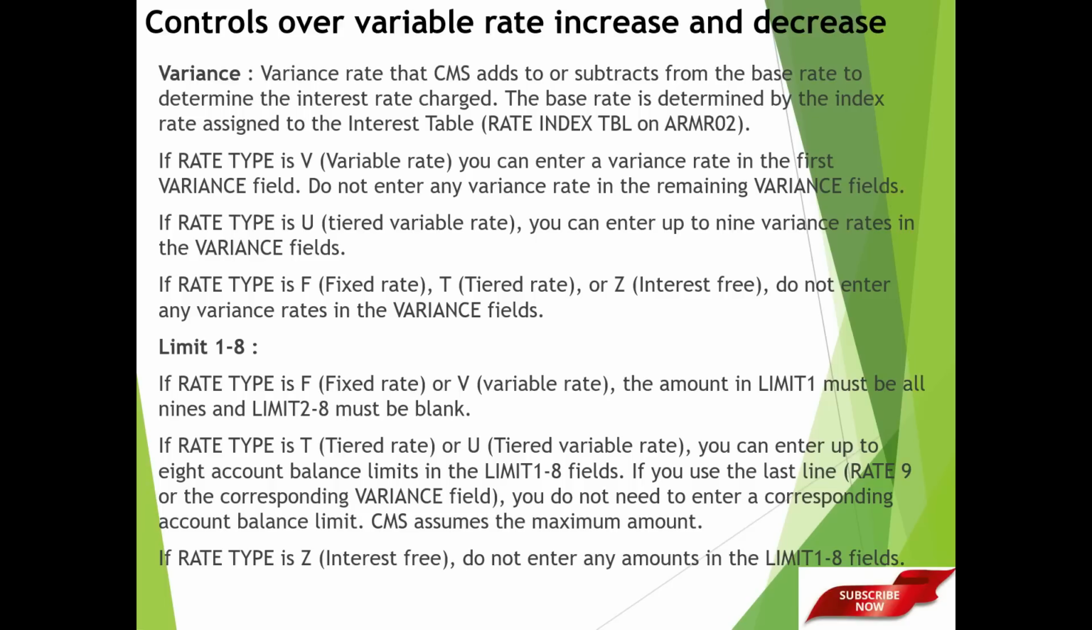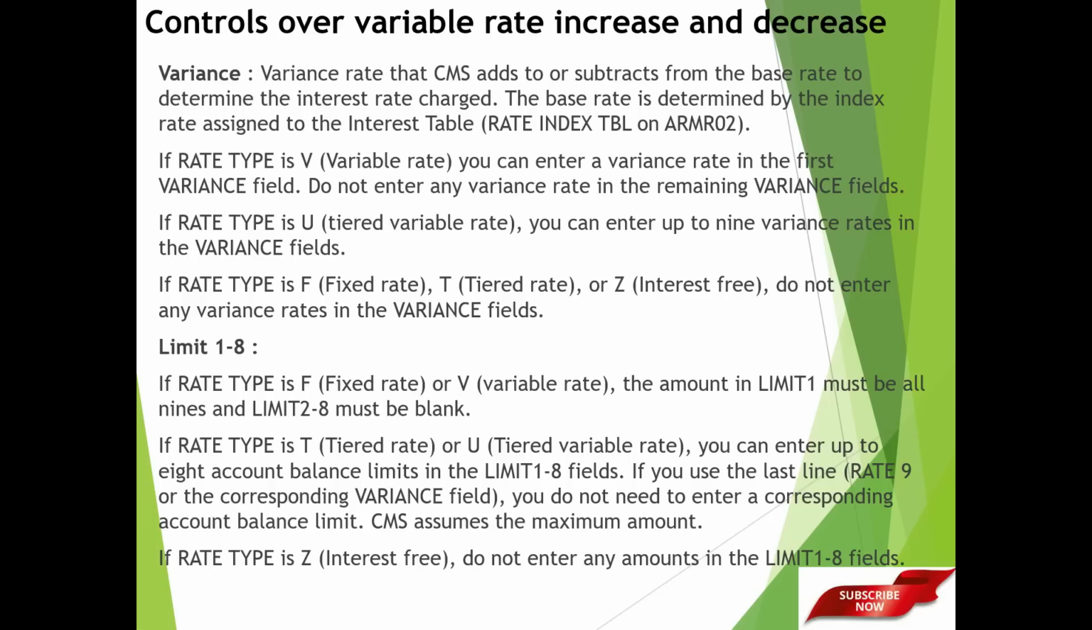If rate type is V, you can enter a variance rate in the first variance field. Do not enter any variance rate in the remaining variance fields here. If rate type is U, you can enter up to 9 variance rates in the variance fields. If rate type is F, fixed, tiered, or urgent, do not enter any variance in the variance field here. Limit 1 to 8.